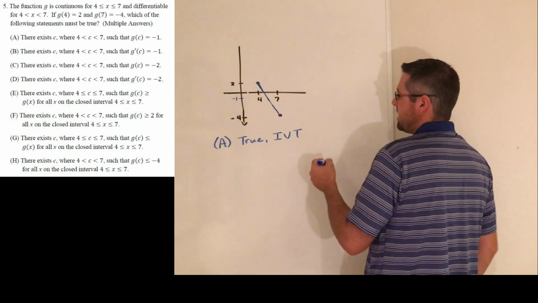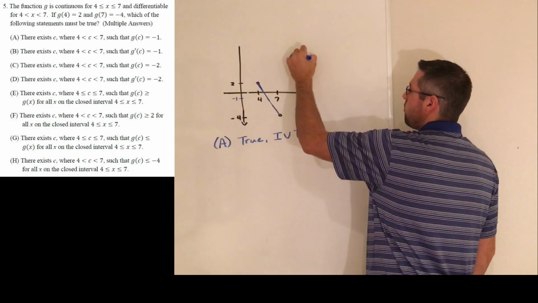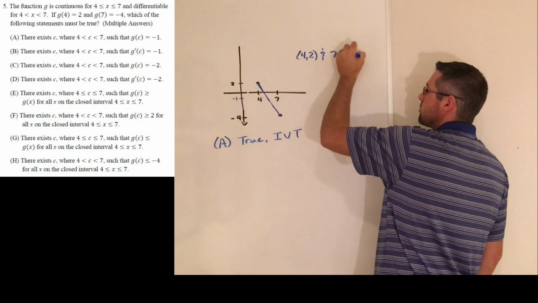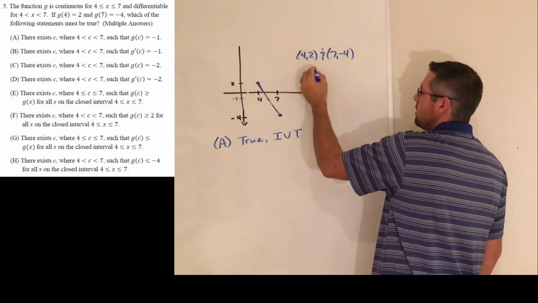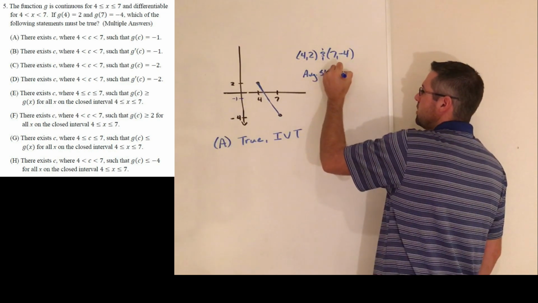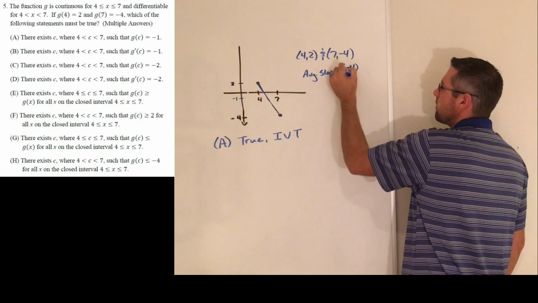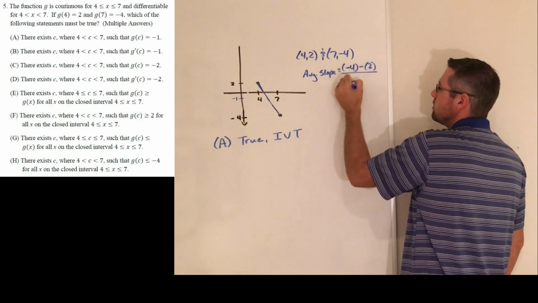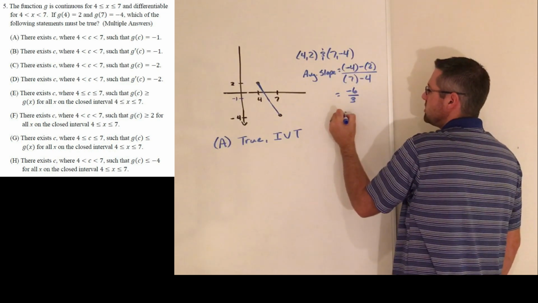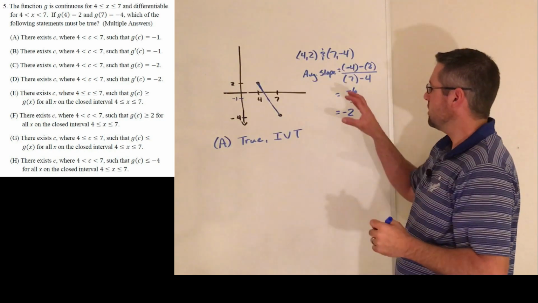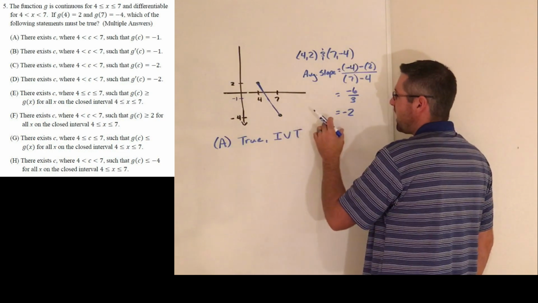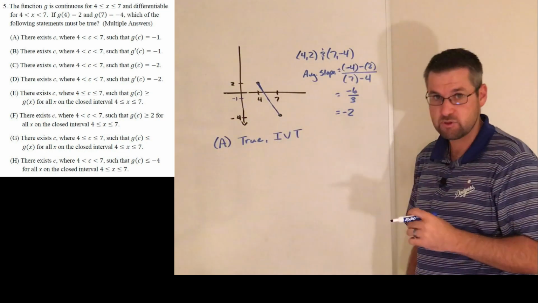So I'm going to go ahead and test that. My 2 coordinates were (4, 2) and (7, -4). If I use just the slope formula here, the average slope equals (-4 - 2) over (7 - 4). That simplifies to -6 over 3, which is -2. Since the average slope is -2, that means the function must have a derivative equal to -2 for some value in between there.